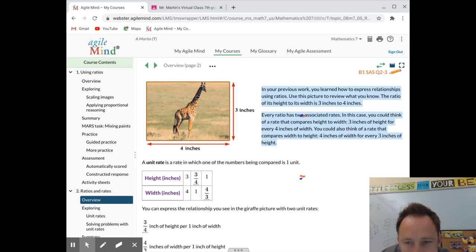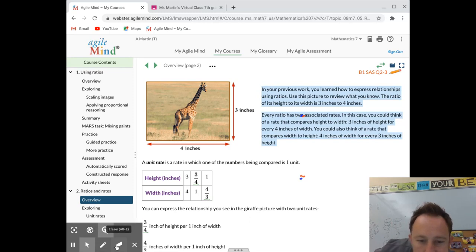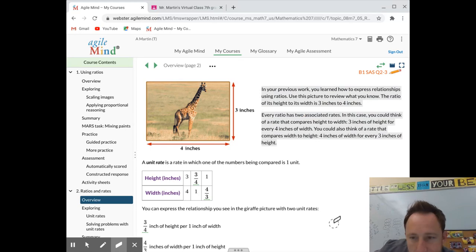Every ratio has 2 associated rates. In this case, you could think of the rate that compares height to width: 3 inches of height for every 4 inches of width. You could also think of a rate that compares width to height: 4 inches of width for every 3 inches of height.